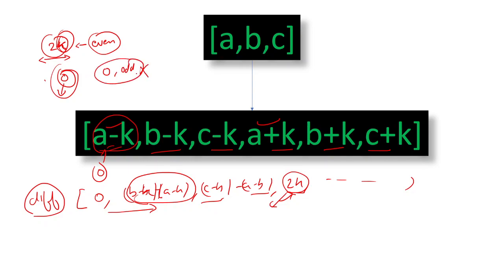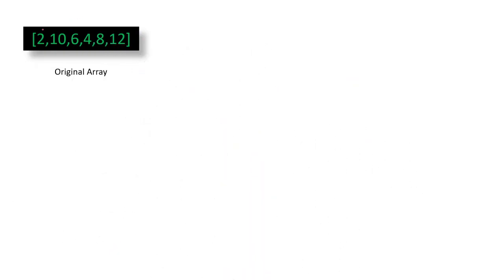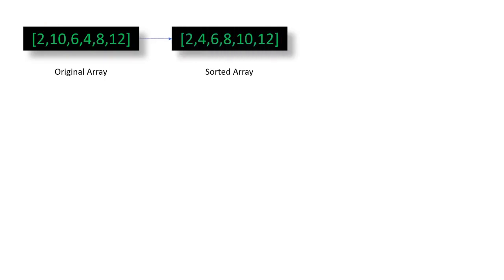Now let's see this with an example. I've taken this from the example itself. This is our array, and first we are going to sort it. Then we'll take 2 and take out its difference with every other element. So 2 minus 2 is 0, 4 minus 2 is 2, 6 minus 2 is 4, 8 minus 2 is 6, 10 minus 2 is 8, 12 minus 2 is 10.